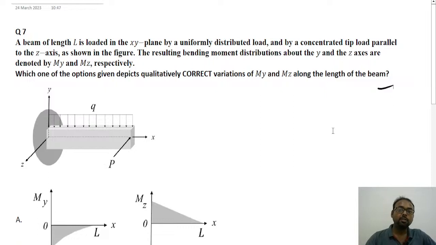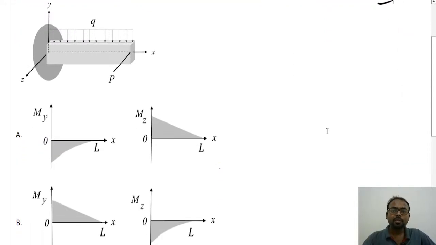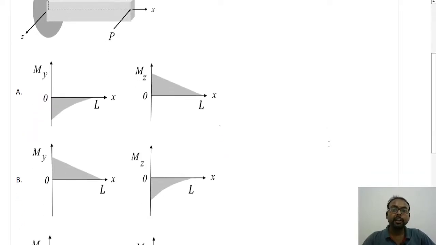So this is a very easy question. Actually, while looking at the figure only, we can solve this question. So first of all, one UDL is there. As this UDL is acting in the downward direction, that's why this will produce a negative bending moment along the z-axis, and this will be parabolic. So this can be the right option.